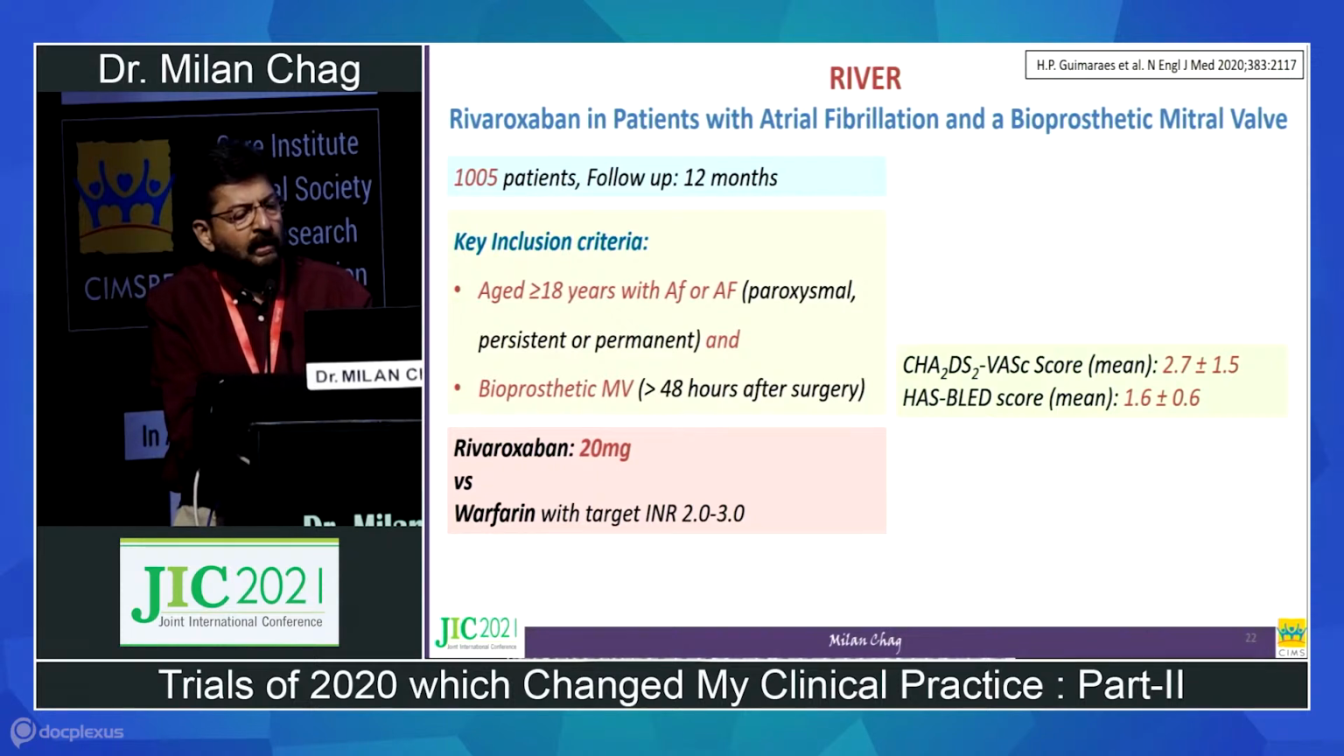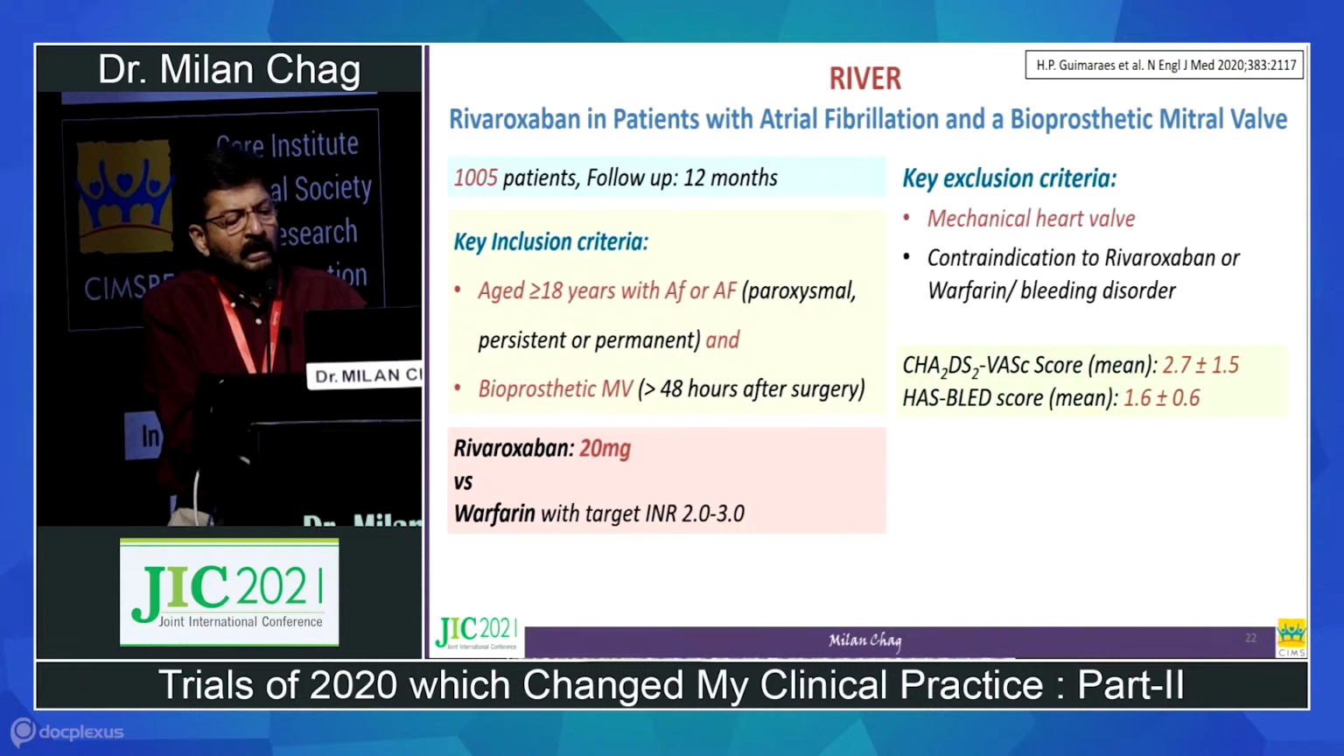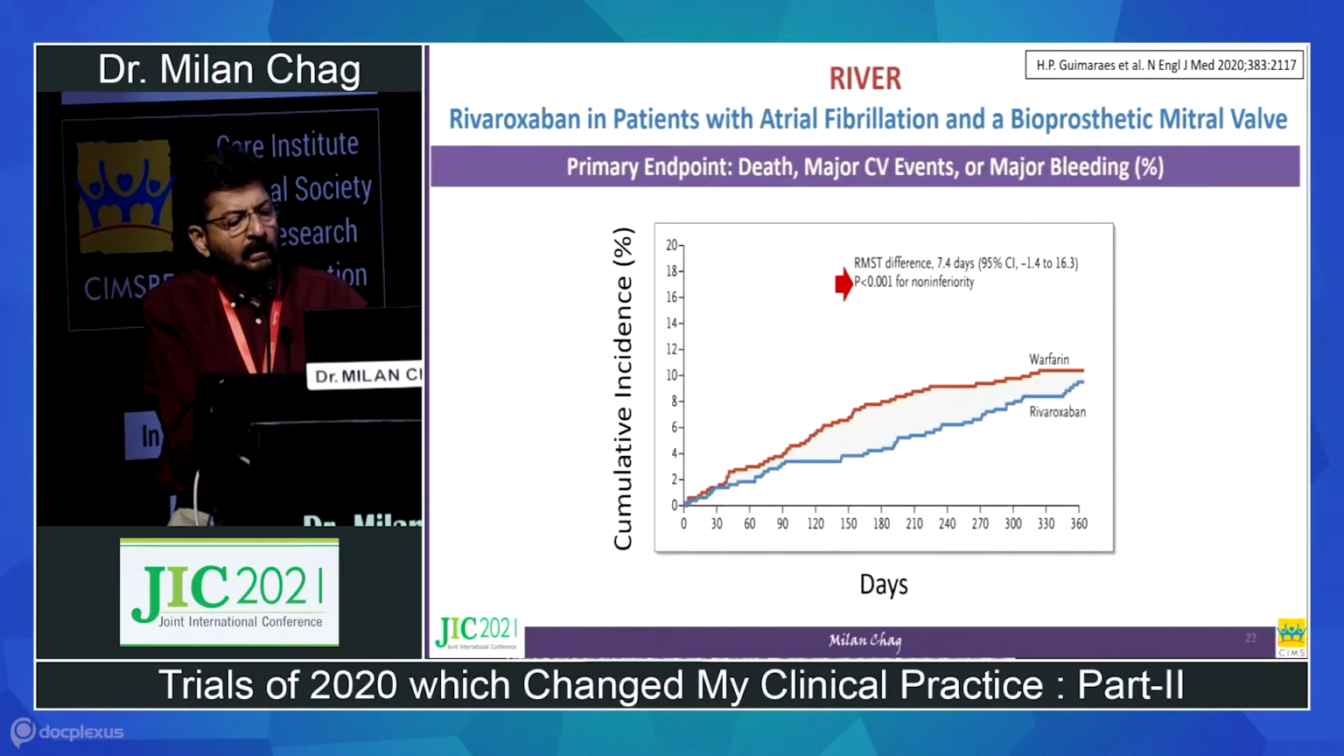1,000 patients, 1 year follow-up, and they had bioprosthetic mitral valve. 48 hours after the surgery, they were taken into trial. Rivaroxaban 20 milligram was used, compared to warfarin, which was given at INR-targeted dose. And of course, mechanical valve patients were excluded. What was the outcome? It was non-inferior to warfarin. So if you give rivaroxaban 20 milligram per day in a patient who has biological valve with AF, you are doing good.